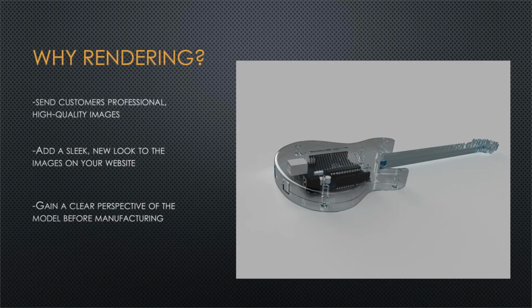And lastly, rendering allows you to gain a clear perspective of what your model is going to look like with the material that you chose to make it as. So for example, if you wanted to make a plastic material, instead of actually manufacturing it and finding out later, oh, I don't really like this material, let's change it up, you can actually render it first without having to manufacture it within this tool. And then you could decide then and there whether you want to use that material or not.